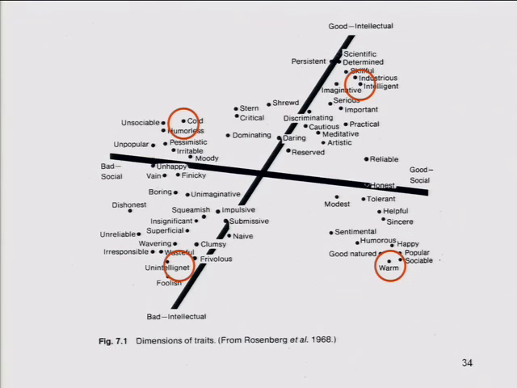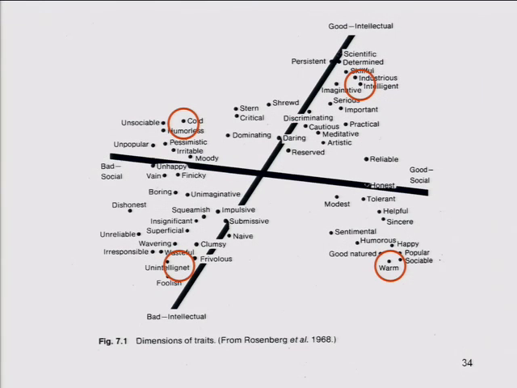So traits like unhappy, vain, finicky, irritable, and moody, which lie very close to the good-bad vector, are very highly correlated with social good versus bad. Traits like clumsy, frivolous, foolish, and naive, which lie very close to the intellectual good-bad factor, are very highly correlated with that factor. They load highly on it, in the language of factor analysis.